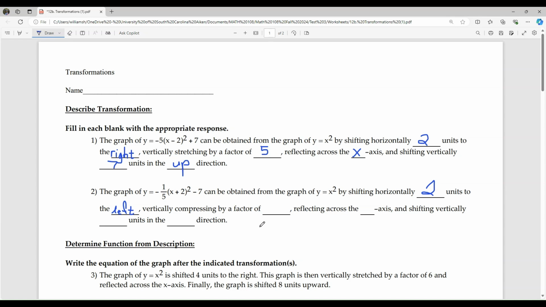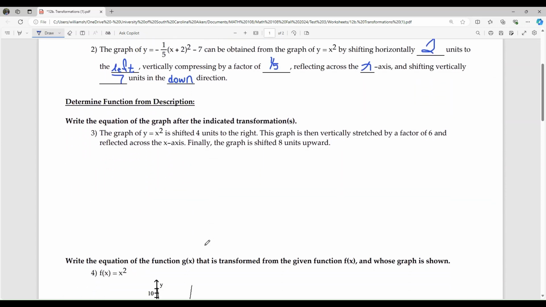Okay, vertically compressing by a factor of, that'll be the 1/5. Okay, reflecting across the x-axis again because I have the negative out front. And shifting vertically, how many units? 7 units in the down direction, or downward, if you want to try to fit downward in the blank.